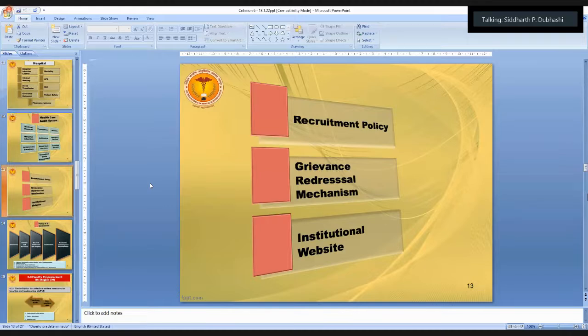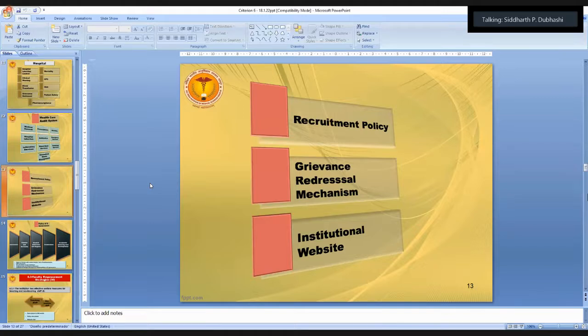So who has conducted the interview, whether they were external experts, things like that. As I said, this will not be a problem for the government institutions, but private institutions need to have a proper mechanism. Grievance redressal mechanism for the students and for the faculty, for all your stakeholders, that's essential.